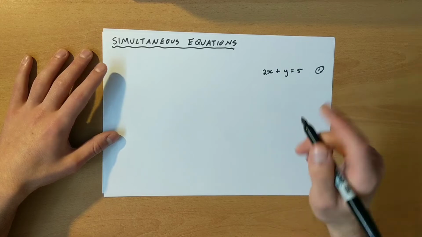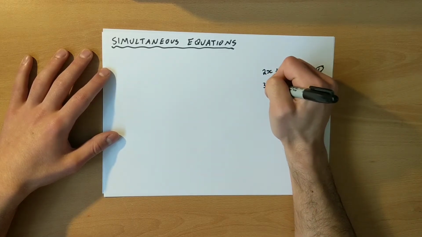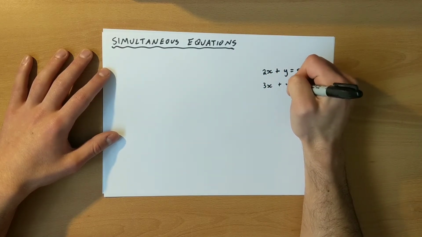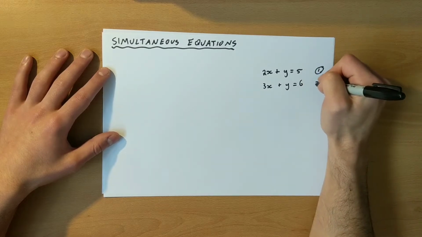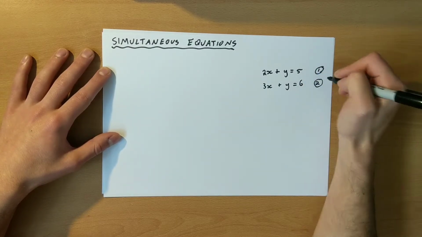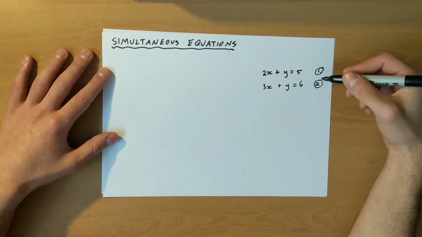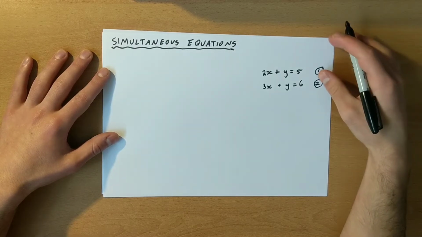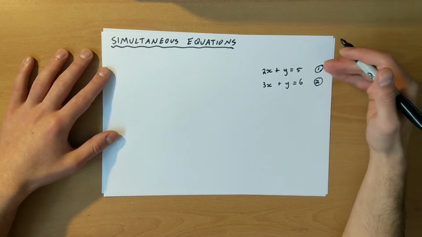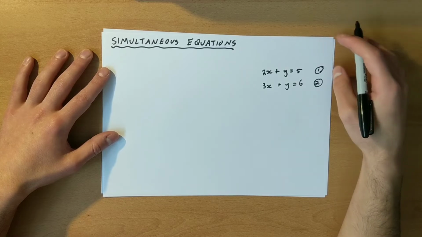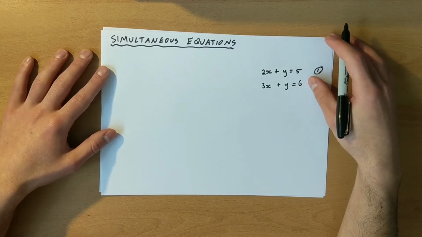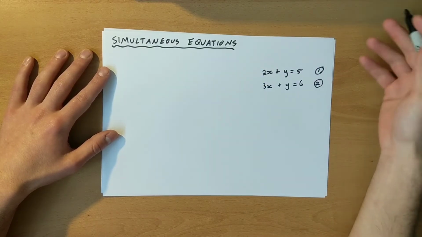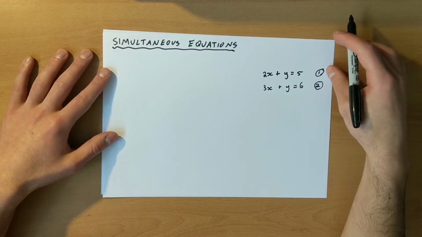But if we have a second equation, let's say we also know that 3x plus y equals 6, and that was equation 2. And we knew that these two equations were both true simultaneously at the same time. Then we could use them together at the same time to solve for x and y. That's why they're called simultaneous equations, because we're using them at the same time.